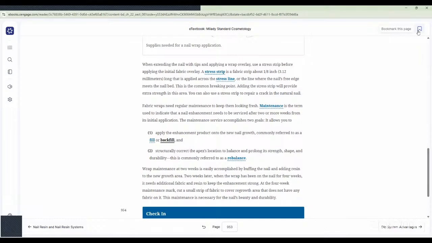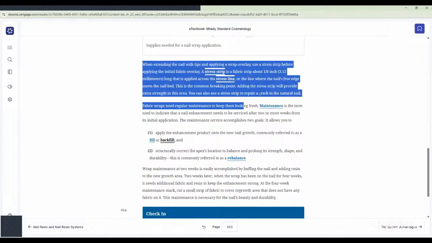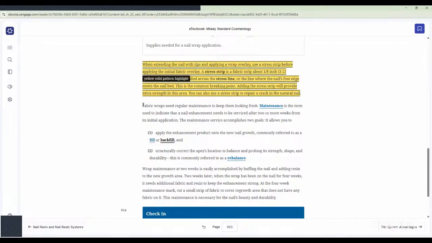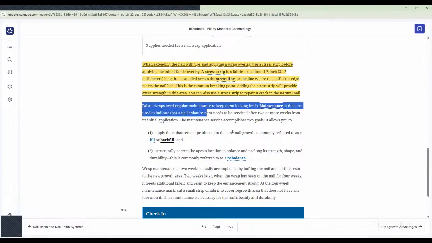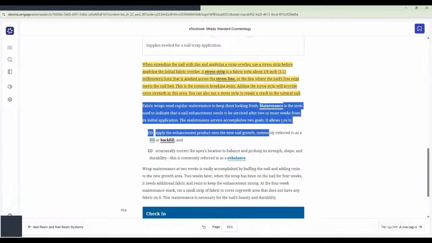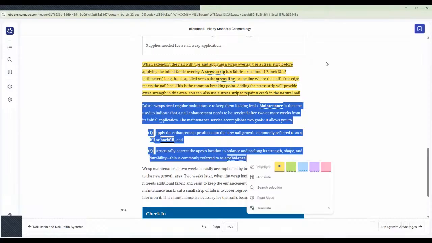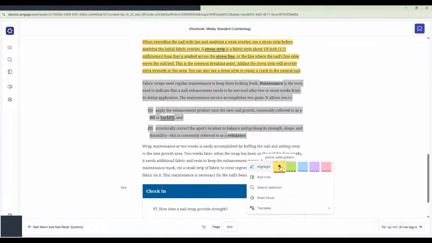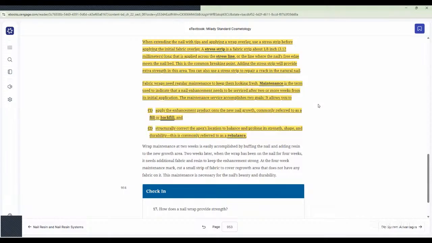Highlighting this area because we do see some terms. We want to focus on our terms. As I said, next week we're going to focus a lot on our terms. Fill in, maintenance, and rebalance all mean the same thing. I think it's been a couple of weeks now. I'm doing a fill in. That's when your nail just grows out.